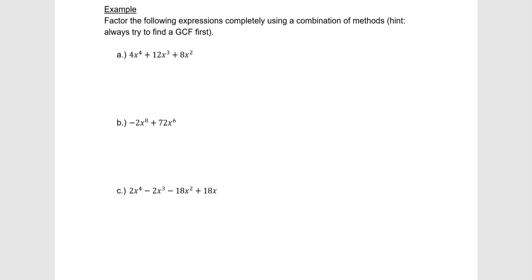We're going to factor these expressions completely using a combination of the methods that we just went over. The hint here is that typically you should always try to find a GCF first. That's not always going to be the case, but that's usually the best route to take. First problem, 4x to the fourth plus 12x cubed plus 8x squared. The GCF here is 4x squared, and let's look at what we have left over. We're going to have x squared plus 3x plus 2 left over.